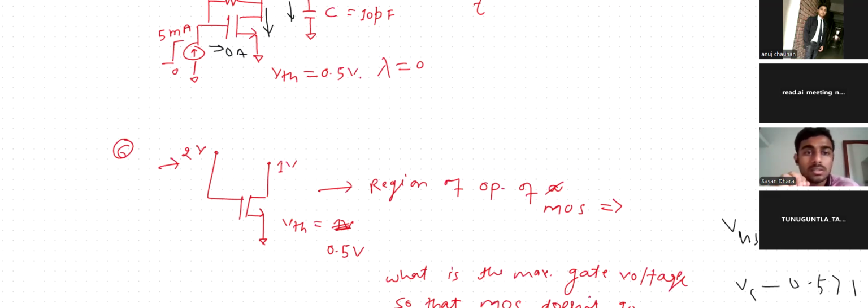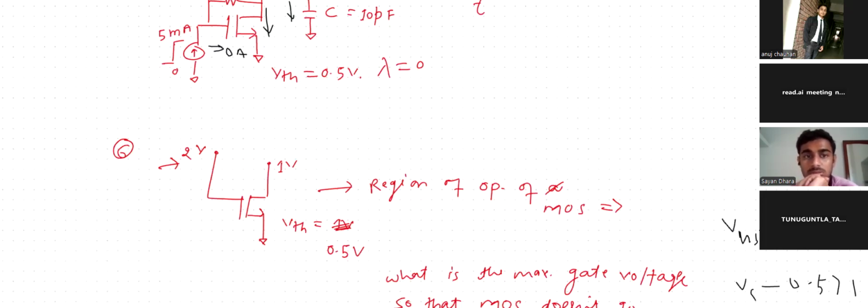It is not fixed as saturation, but yes, it is a range. It is working for VGS greater than 0.5 volt. This is the working condition. And if it is lesser than 1.5 volt, it is in saturation. Overall, the range of saturation is this.